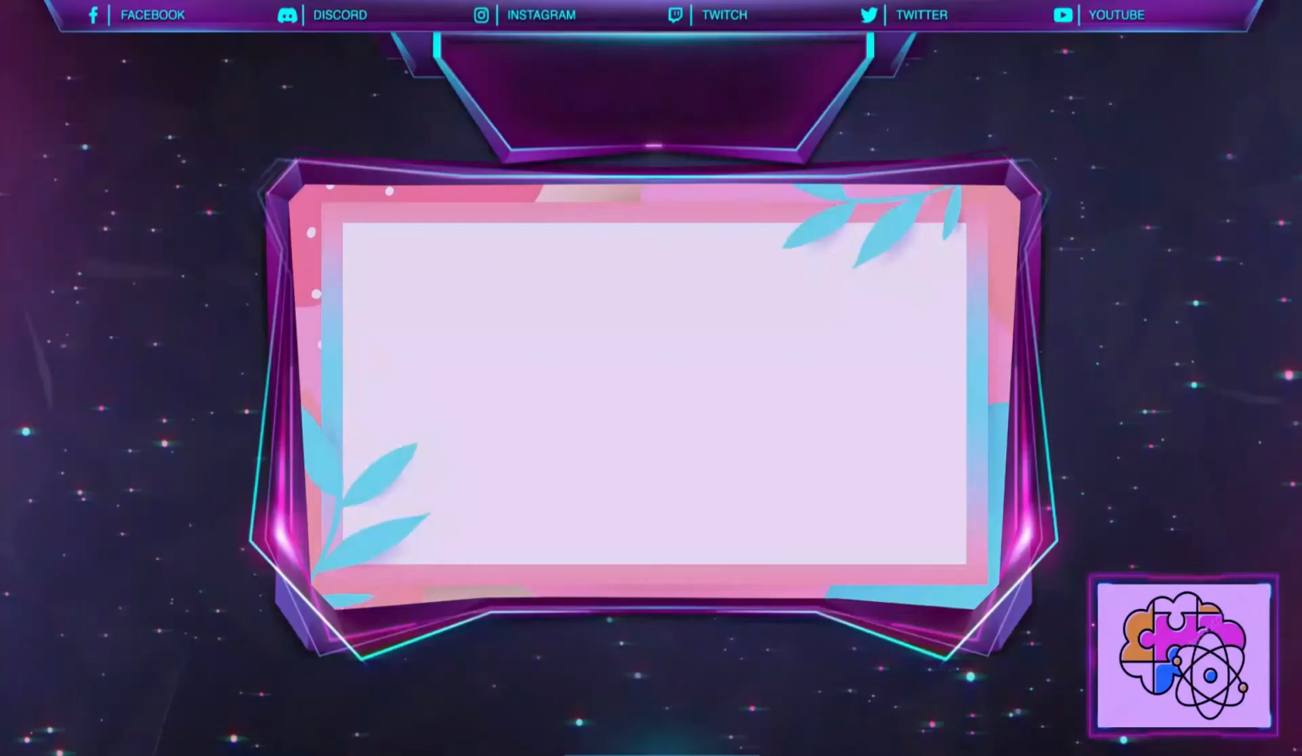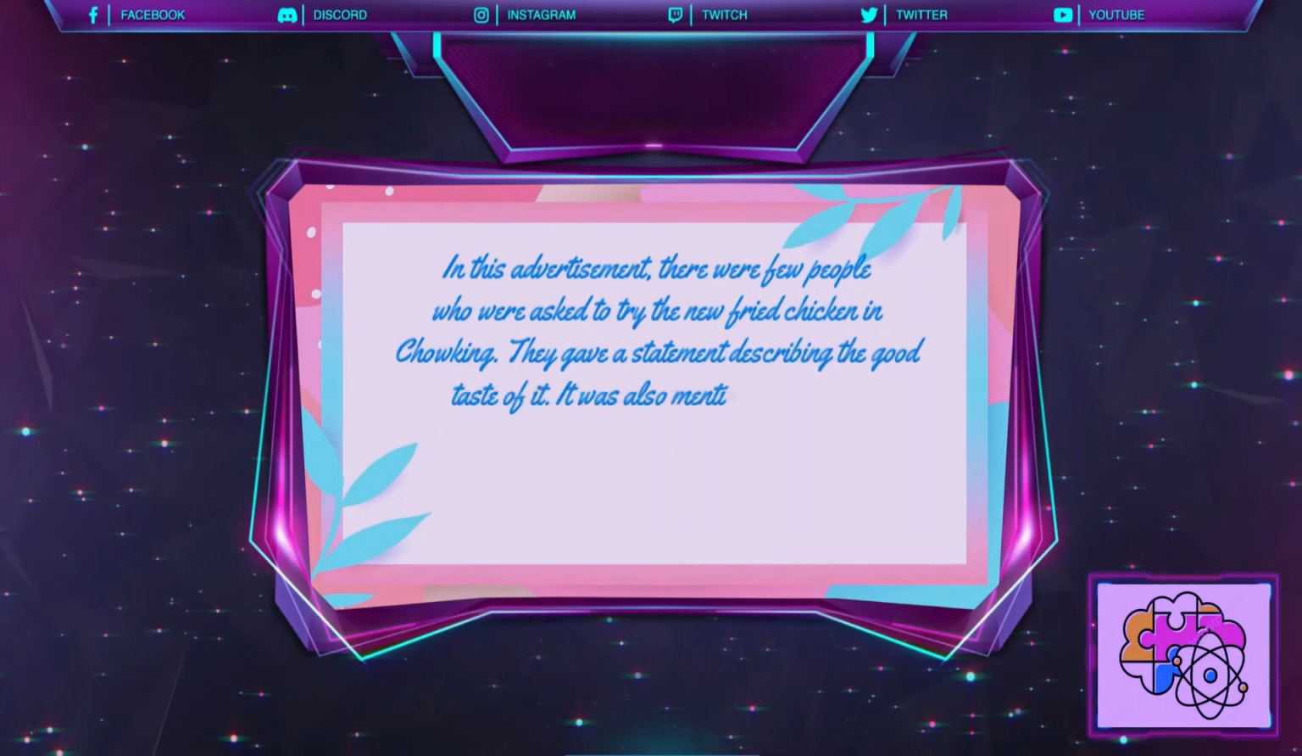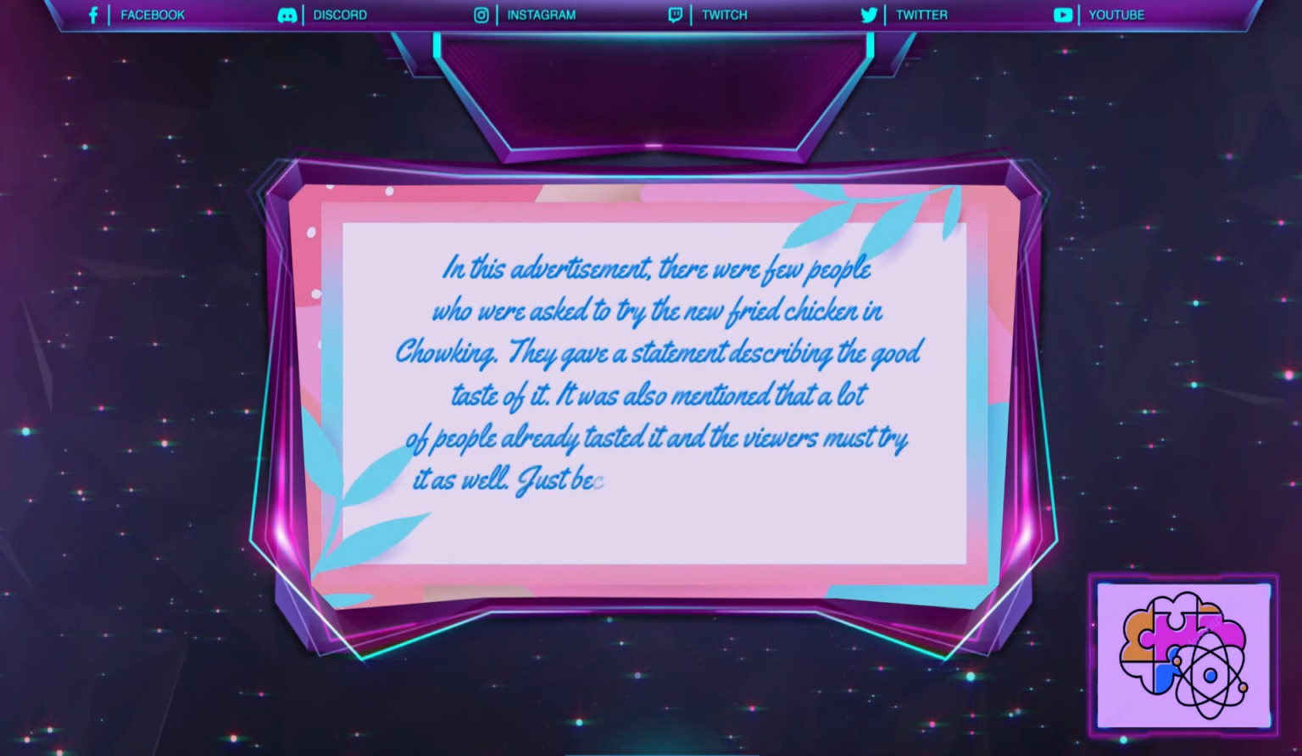Only 69 pesos. In this advertisement, a few people were asked to try the new fried chicken in Chowking. They give statements describing the good taste of it. It was also mentioned that a lot of people already tasted it and the viewer must try it as well. Just because a lot already tried it does not mean that you should.